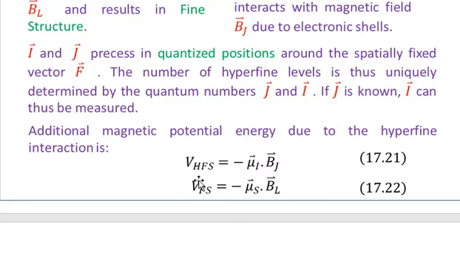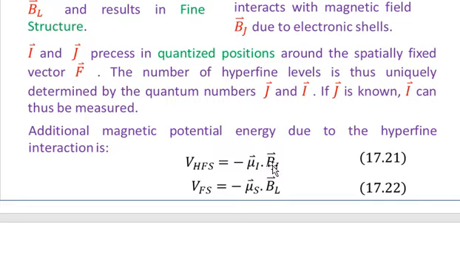So let me read equation number 21. VHF, that is the magnetic potential energy in the case of hyperfine structure, is equal to minus the dot product of the spin magnetic moment mu I with the magnetic field Bj. And for the case of the fine structure, the magnetic potential energy VFS is equal to minus the dot product of the spin magnetic moment and the magnetic field BL.